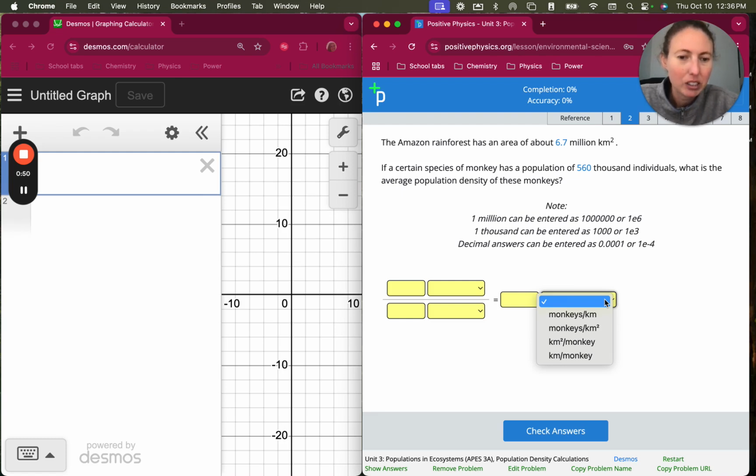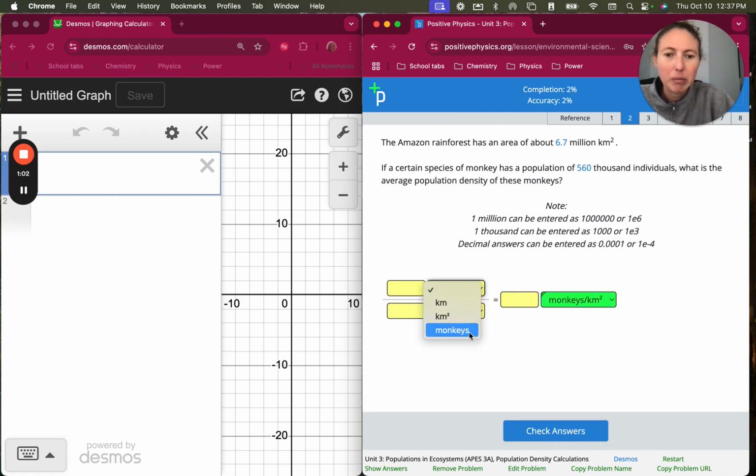So when I'm setting up these problems, it's sometimes helpful to be thinking about what units you want to end up with. So for population density, it's individuals over area. So monkeys per square kilometer would give us area, and you can check to make sure it's right. And then you know that you have to set it up so that monkeys are on the top and square kilometers are on the bottom. Okay, so far so good.